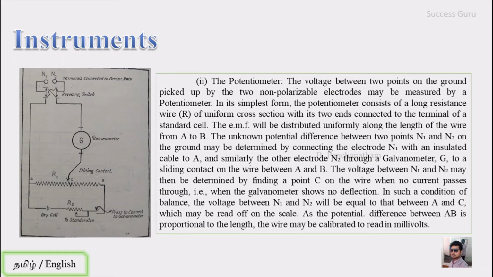The potential difference between A and B is proportional to the length of the wire and may be calculated to read in millivolts. So this is how the SP method is done in the field with the help of a non-polarizable electrode and a potentiometer.